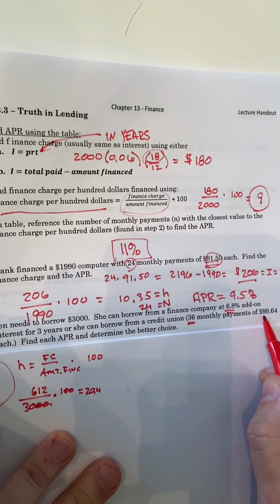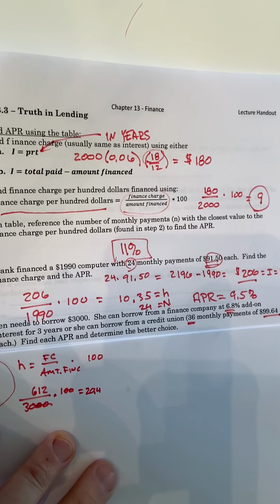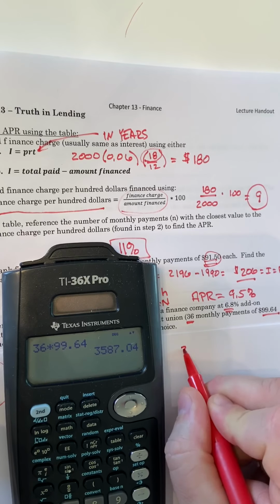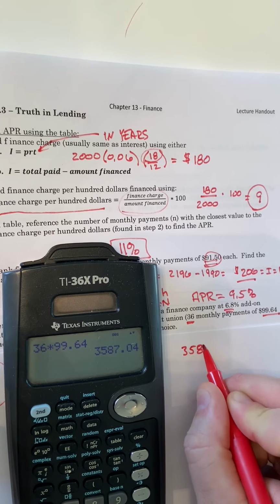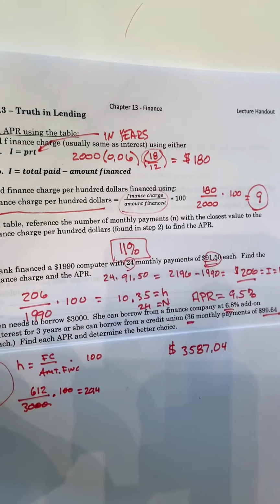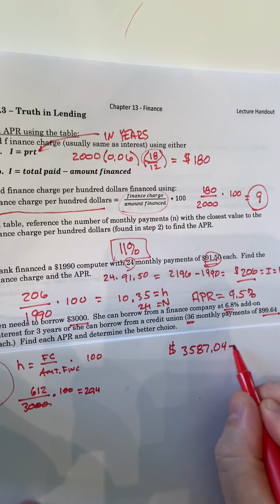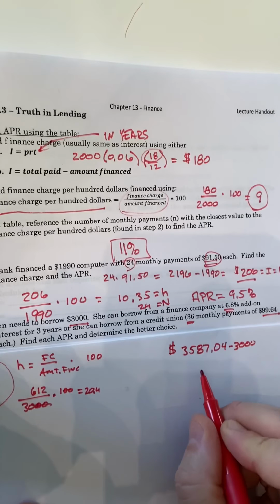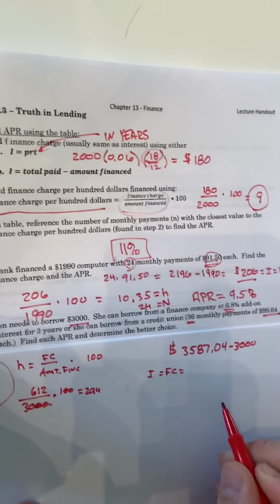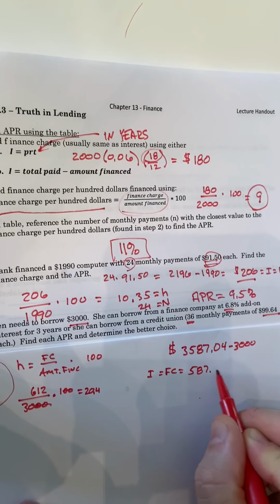36 monthly payments of $99.64. Let's figure out how much this person has to pay. So right off the bat, we're doing a calculation. 36 times each payment of $99.64. This person's going to pay a total of $3,587.04. But remember, she only needed to borrow $3,000. So we subtract $3,000 from that to get the finance charge, or in this case, the interest as well, of $587.04.